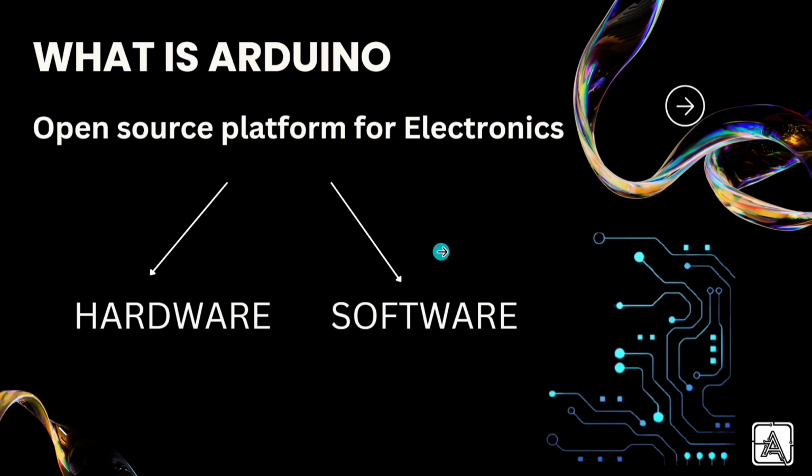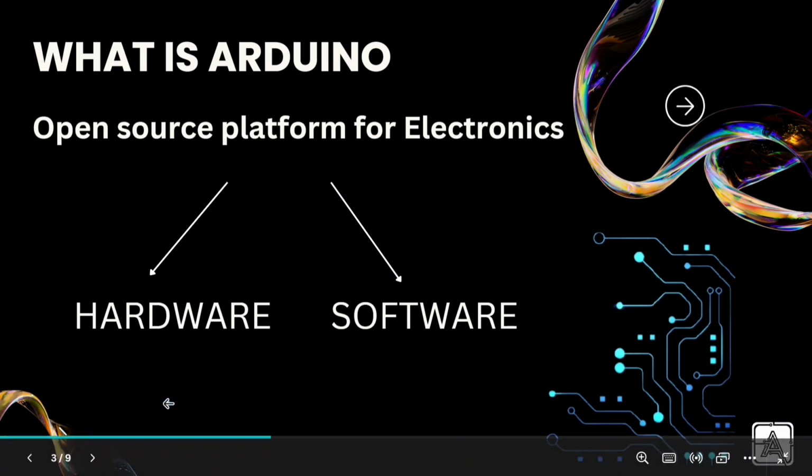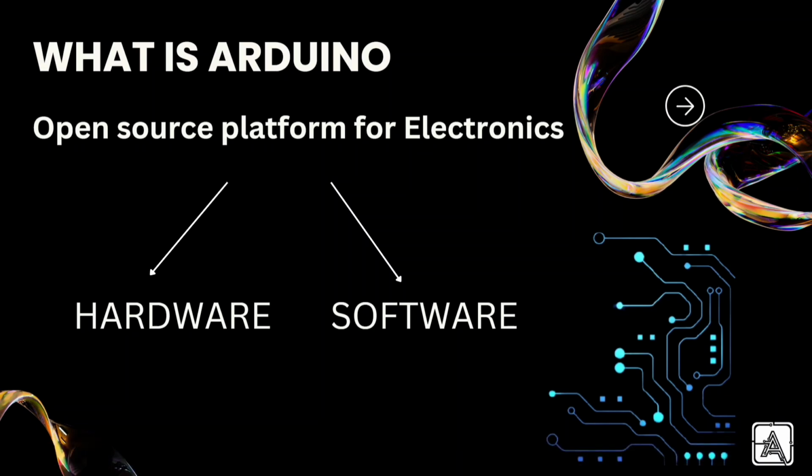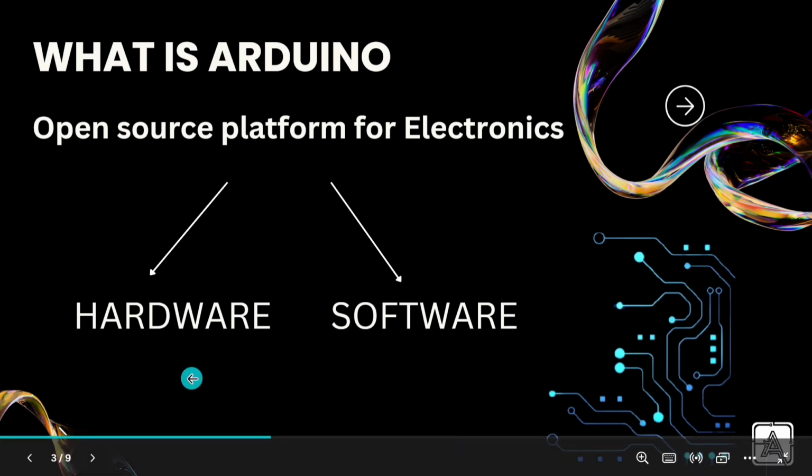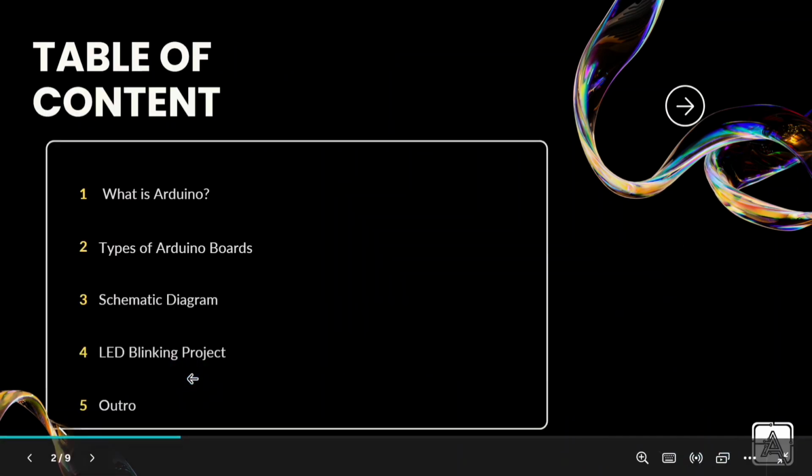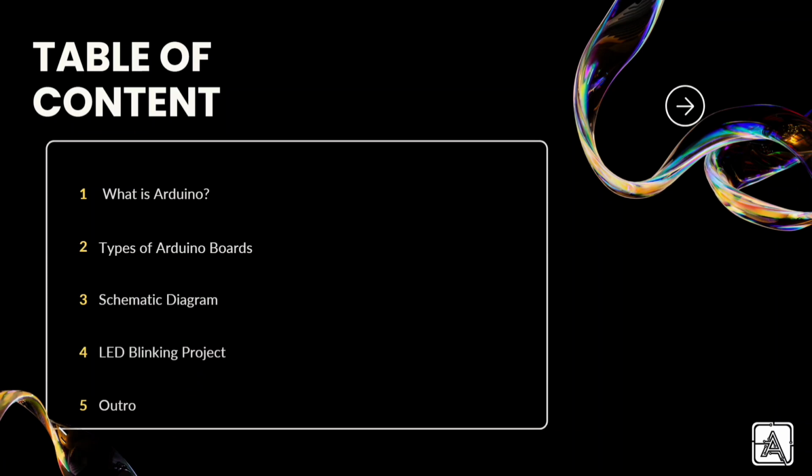What is Arduino? Arduino is an open source platform for making electronics projects. There are two parts to it. Number 1, the hardware part, and number 2, the software part. So what is hardware? The Arduino board is like a small computer. It can control things like lights, motors and sensors.